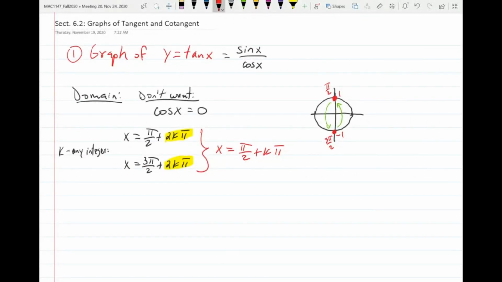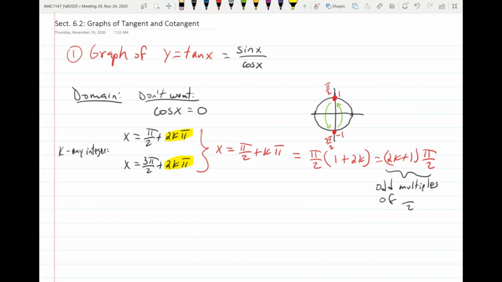Okay, now this makes it easier because now I can factor out pi over 2. And if you factor out pi over 2, we're just trying to understand what these points are in the graph, okay? So when you factor out pi over 2, we're going to get 1 plus 2k. Or in other words, 2k plus 1 times pi over 2. So moral of the story, what do we have here? These are odd multiples of pi over 2. So when is cosine equal to 0? The cosine is going to be equal to 0 at odd multiples of pi over 2.